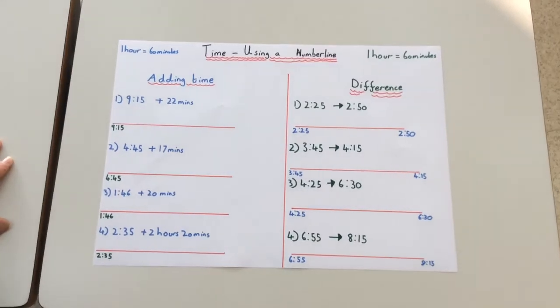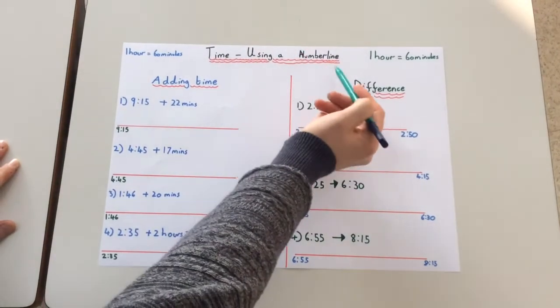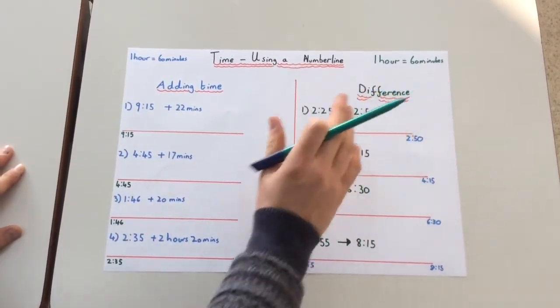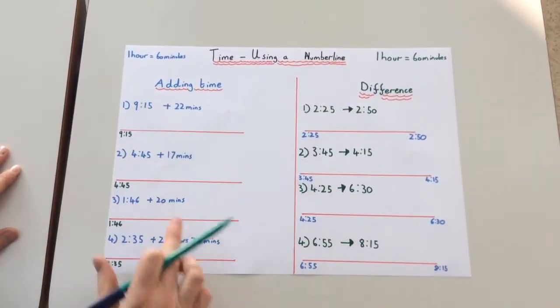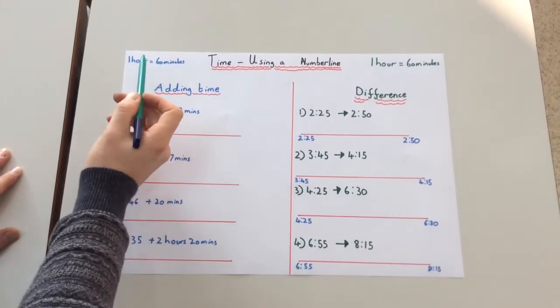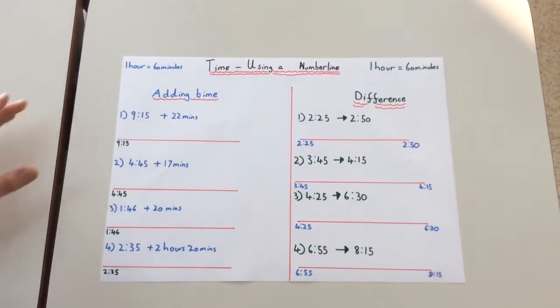We're going to look at how you use a number line to work out how we add time and look at difference in time. So first we're going to look at adding time, and we need to remember that there are 60 minutes in 1 hour. So let's look at this.